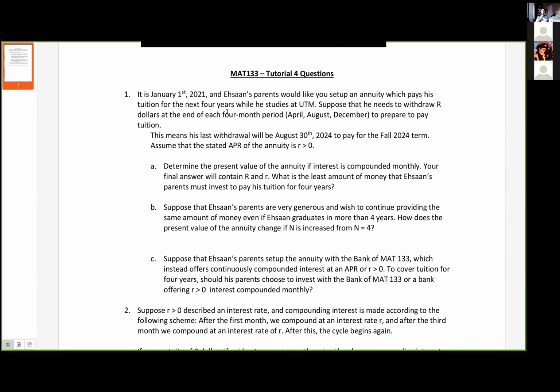And I assume we're going to assume it gives us the different compounding rate. Determine the present value of the annuity if it's compounded monthly. What is the least amount of money that Asan's parents must invest? Suppose that Asan's parents set up an annuity, which instead offers continuously compounding interest at a rate of R to cover the tuition for 4 years.